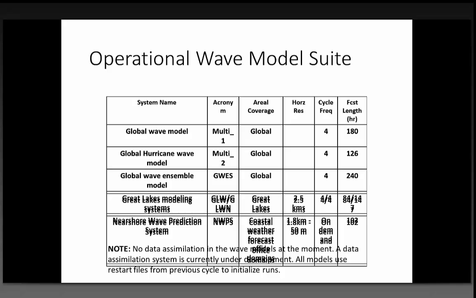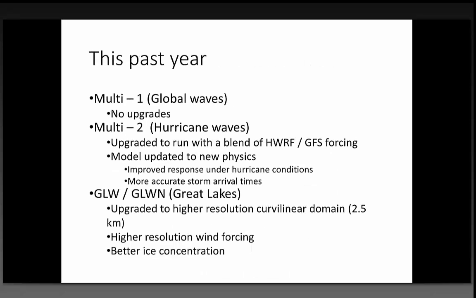The Great Lakes, one of our points of responding to field requests, special Great Lakes wave model, been run for a number of years. This year went to 2.5 kilometers. And the project, which is standing up probably January, the nearshore wave prediction system, where individual forecast offices have wave model guidance at very high resolution coming on to shore. And we'll run those on demand.